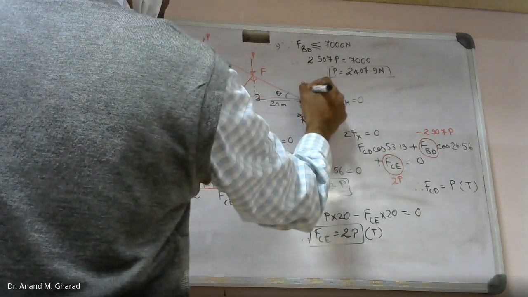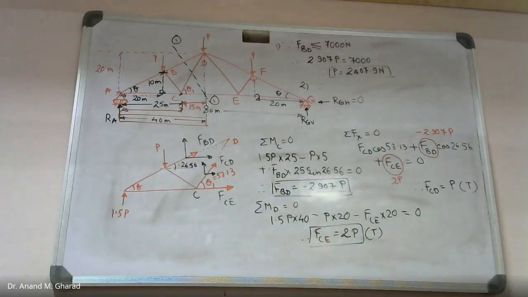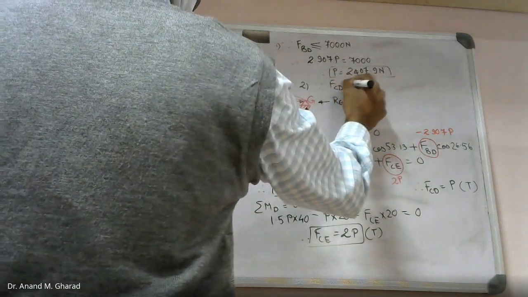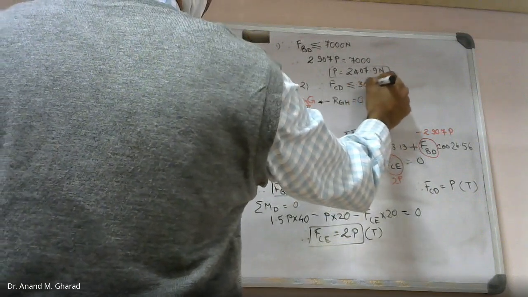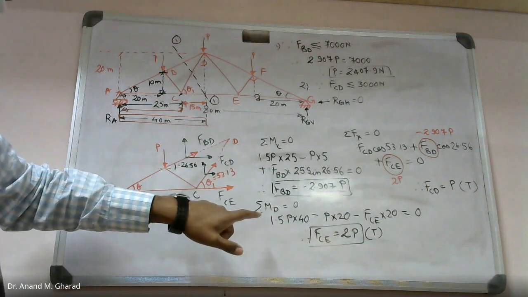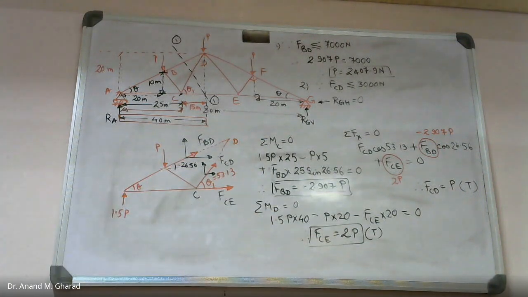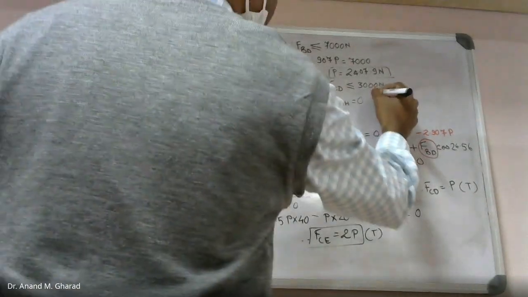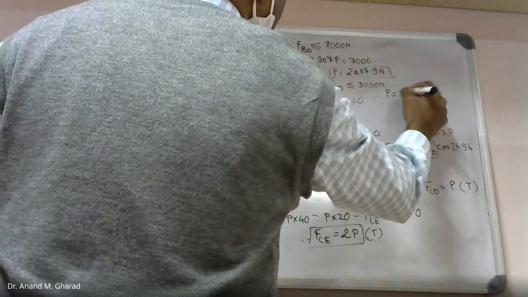Second case is, since force in member CD, it should not exceed 3000 Newton. What is force in member CD? Whatever we have identified, what was that value? Force in member CD, what was that value? P. Okay. So therefore, P is equal to 3000 Newton.